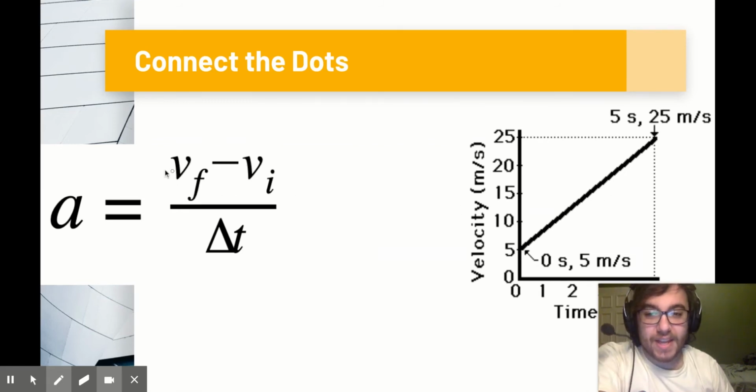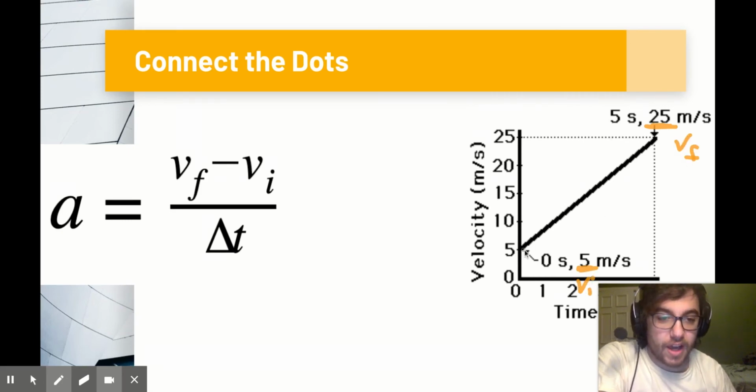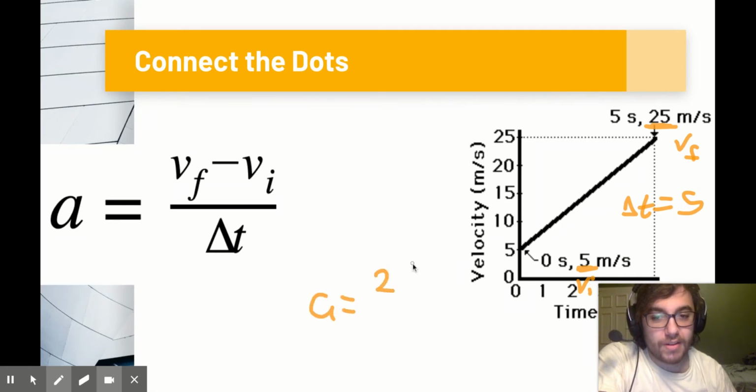So we can take VF. So VF is 25. VI is 5. The change in time, we go from 0 to 5. So our delta T is equal to 5. Remember all those guess method problems where we were given a VF, a VI, and a delta T? Well, we plug them in. We do 25 minus 5 over 5, and we get 4 meters per second squared.